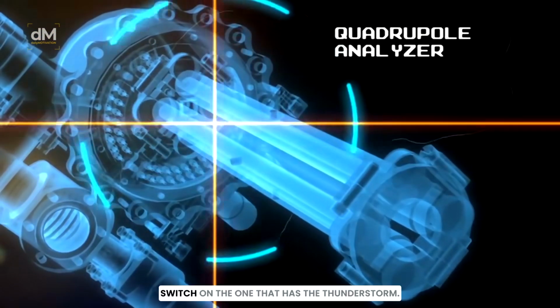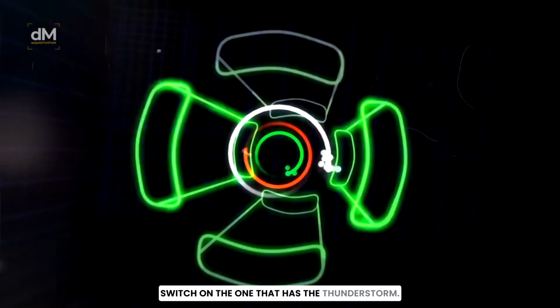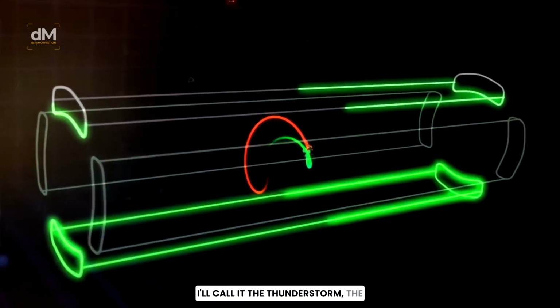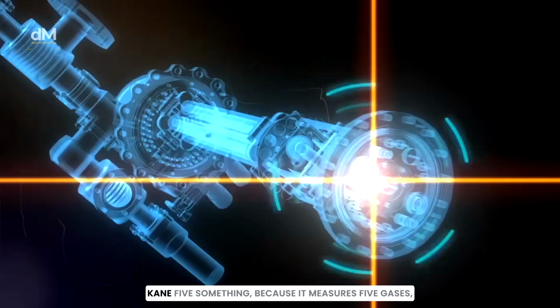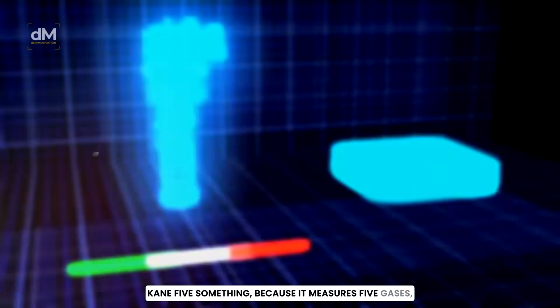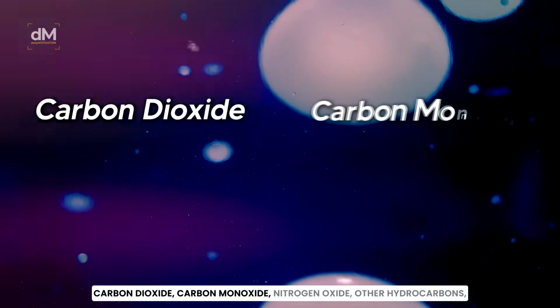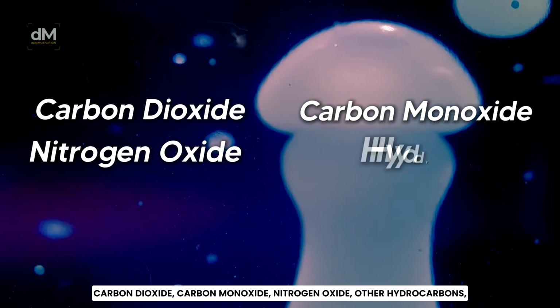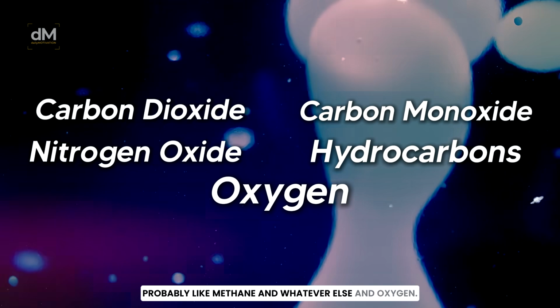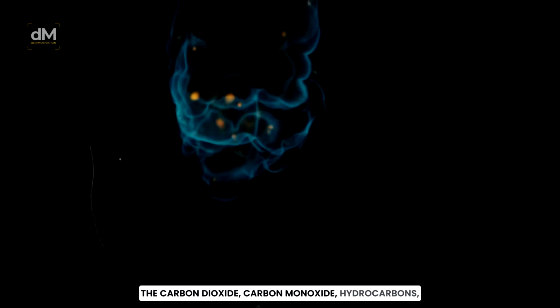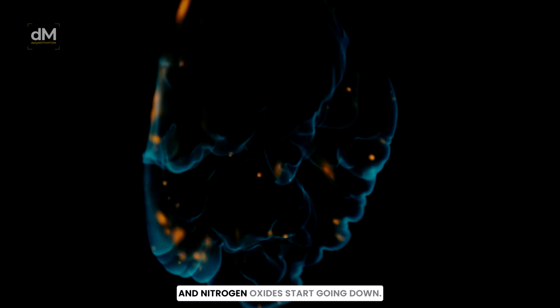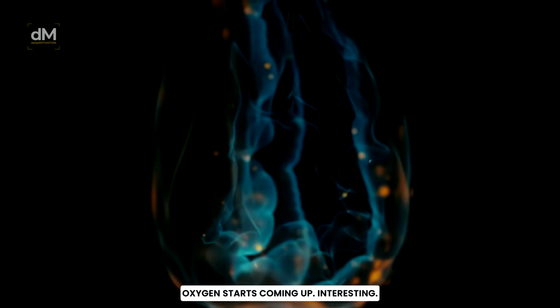I go up there and flip the switch on the one that has the thunderstorm, the plasma generating retrofit. The analyzer, I think it's called a Cane 5 something, measures 5 gases: carbon dioxide, carbon monoxide, nitrogen oxide, other hydrocarbons, probably like methane and whatever else, and oxygen. Flip the technology on, and as you're watching it, here's what happens. The carbon dioxide, carbon monoxide, hydrocarbons, and nitrogen oxides start going down. Oxygen starts coming up.